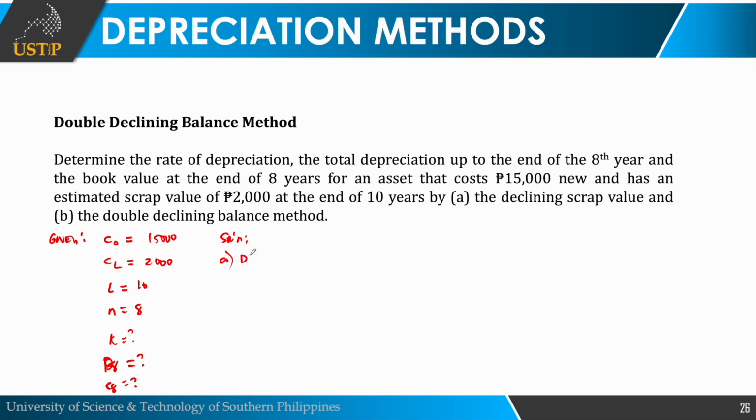Using the declining balance method, our K is 1 minus the L-th root of C sub L over C sub 0. That is 1 minus the 10th root of 2,000 over 15,000. That is 0.1825, so that is 18.25%.